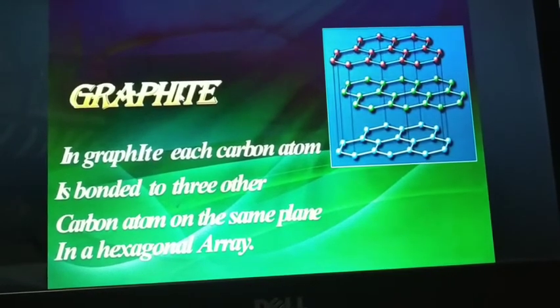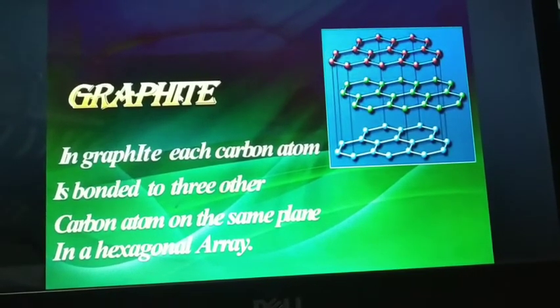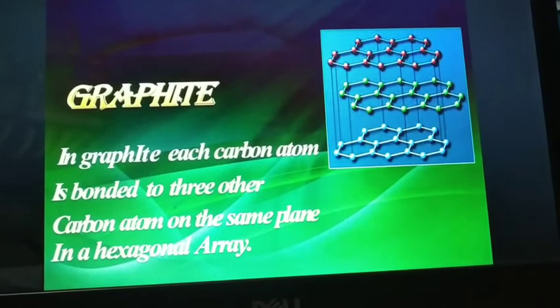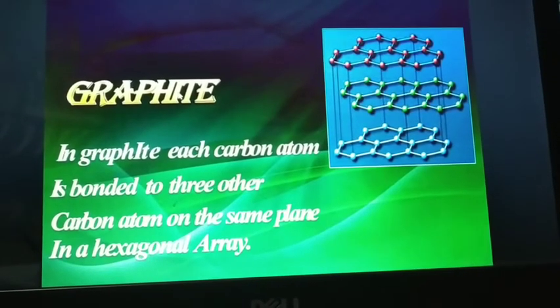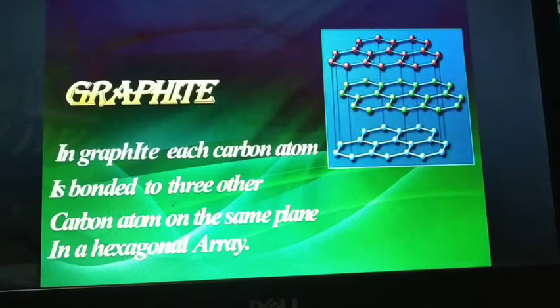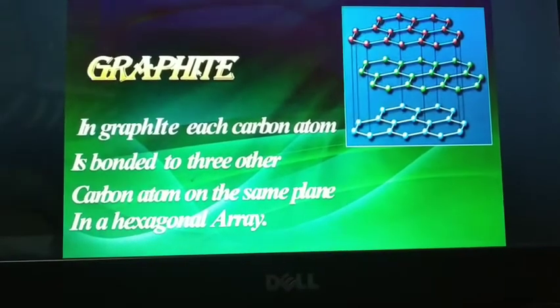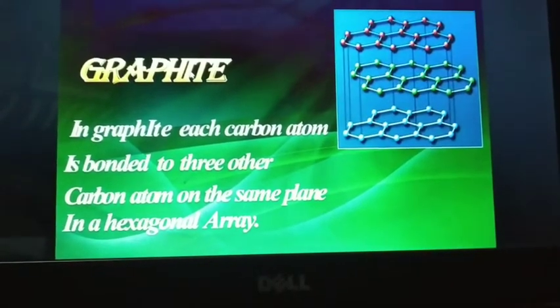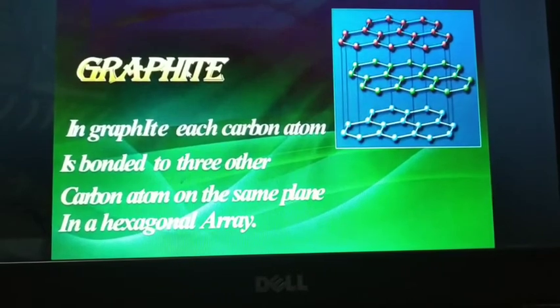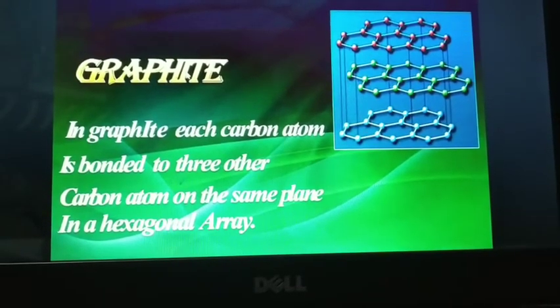As a result of this, what happens? Each layer can easily slide over the other, and that is why graphite is used as a lubricant. So this is all about the structure of graphite. Now let's move to the structure of diamond.